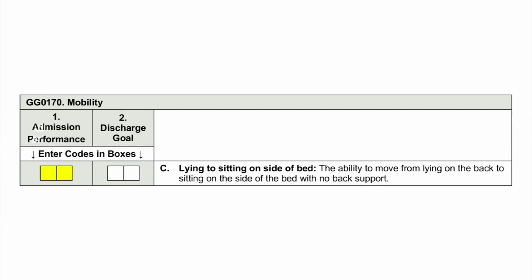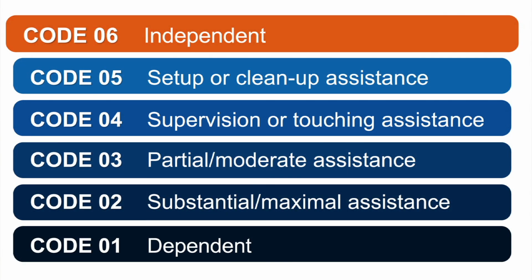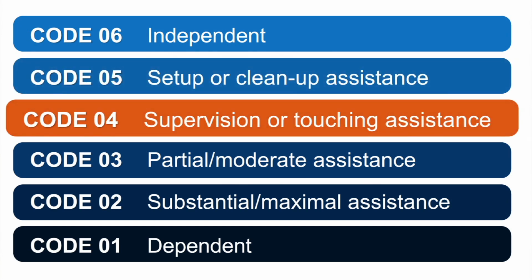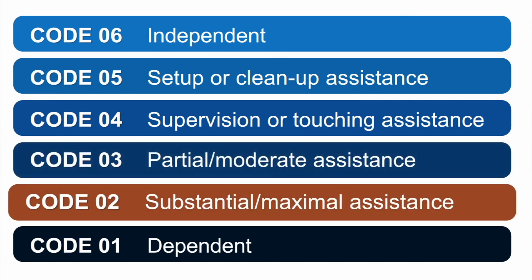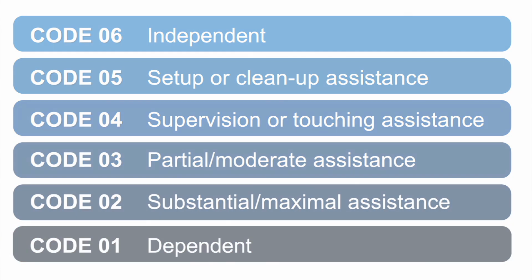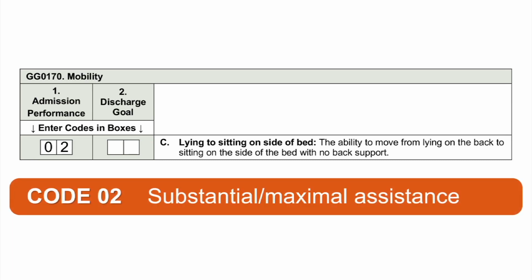How would you code Mrs. Brown's admission or start of care performance for GG0170C, lying to sitting on side of bed? Code 06, independent. Code 05, setup or cleanup assistance. Code 04, supervision or touching assistance. Code 03, partial, moderate assistance. Code 02, substantial, maximal assistance. Or Code 01, dependent. The correct answer is 02, substantial, maximal assistance.